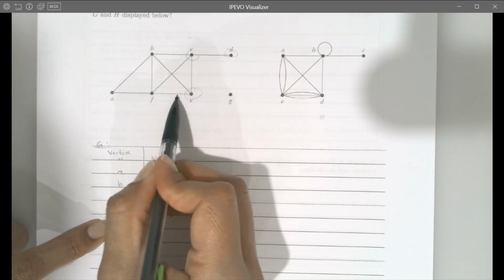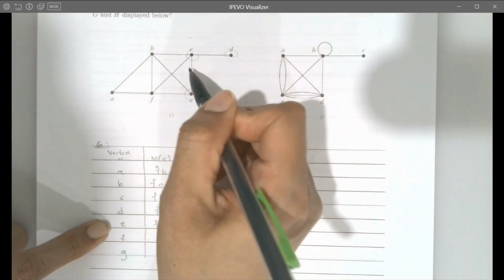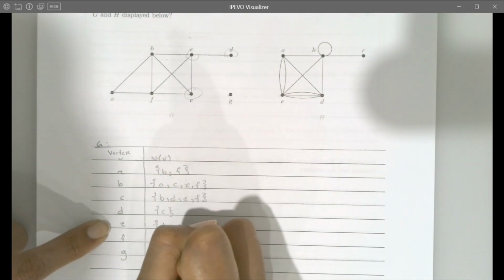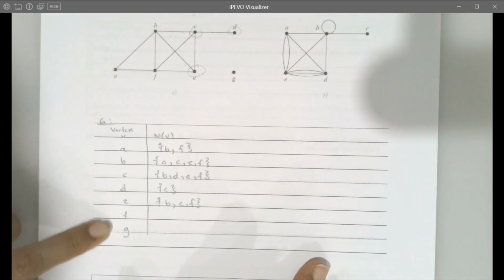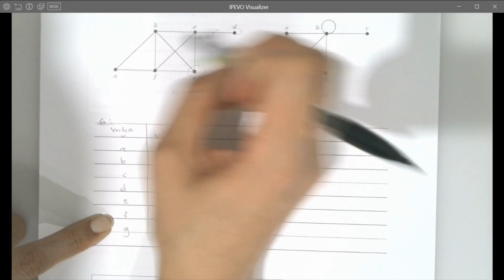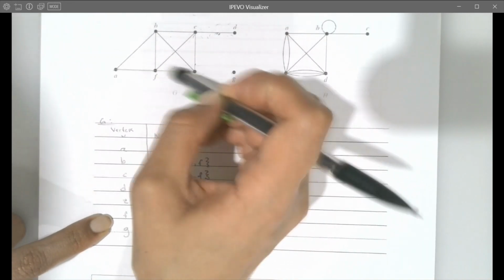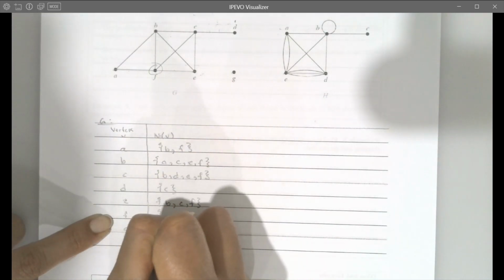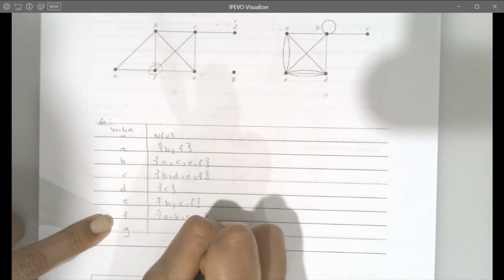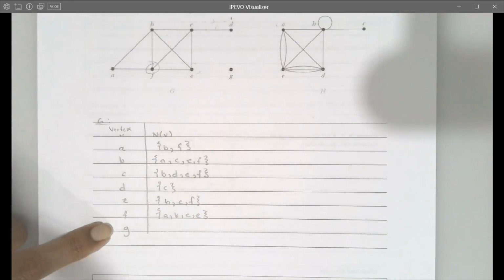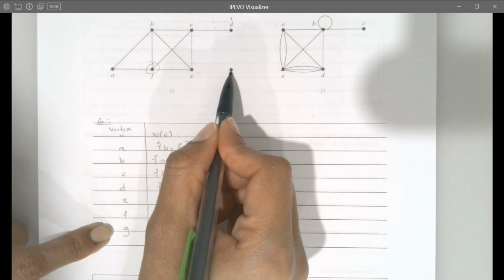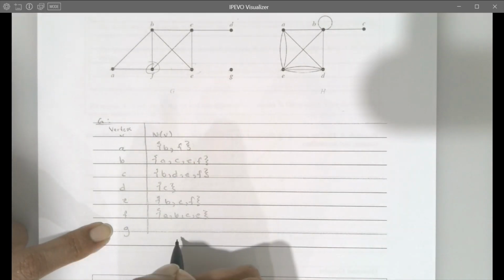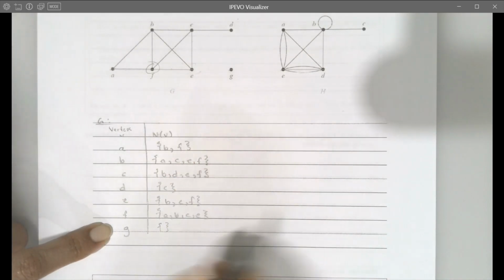For E, it has 3 neighbors. It's going to be B, C, and F. And then for F, we have 3 neighbors. Okay, so now we're focusing here. We have A, B, C, and E. And finally for G, G is by itself. So this is actually referred to as an isolated vertex. It doesn't have any neighbors, so it's just going to be an empty set.